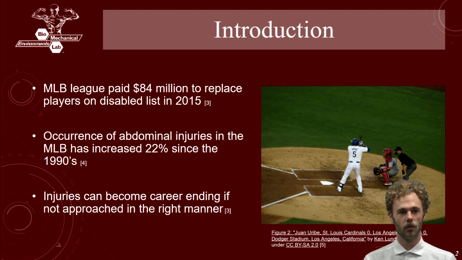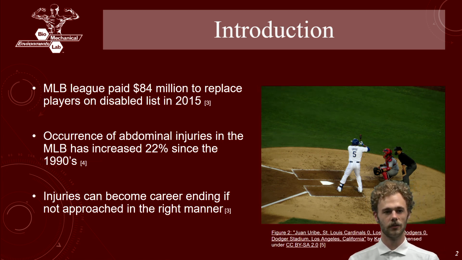In this photo, Juan Uribe is up to bat against the St. Louis Cardinals. Unfortunately, in this game, Juan Uribe left with an abdominal injury, which was later diagnosed to be a sports hernia. Juan Uribe retired a few years later because of the laundry list of injuries he accrued over his career. So, proper rehabilitation can not only save money, but it can also save players' futures. Our project aims to help players get back to swinging shape.